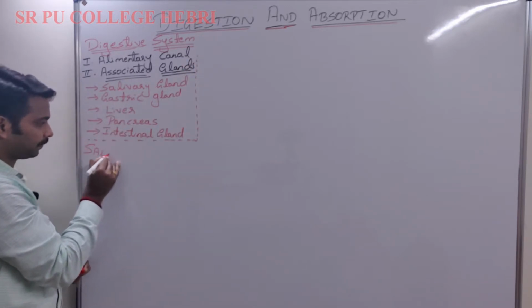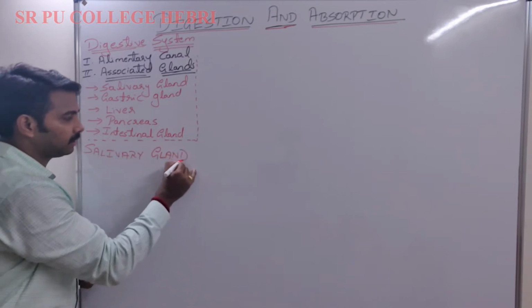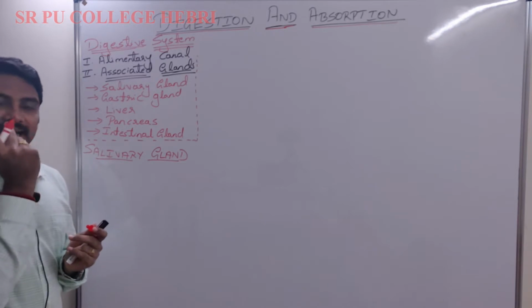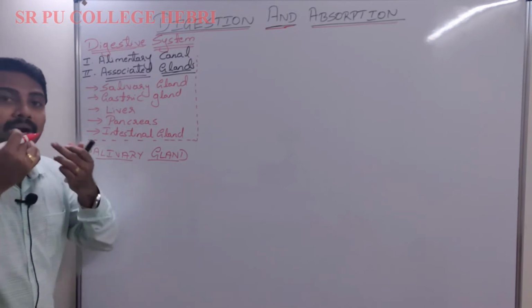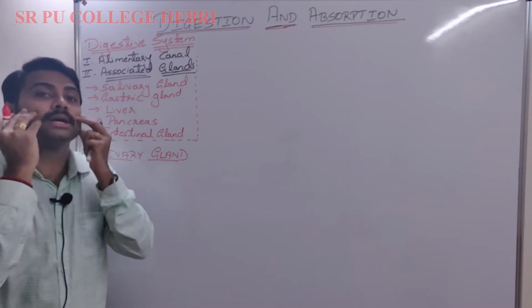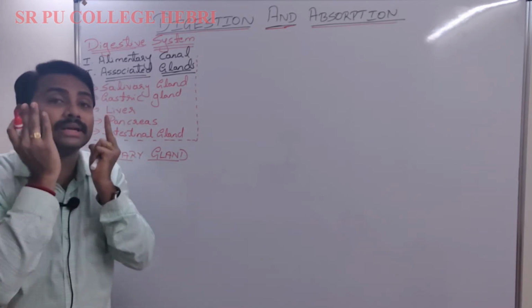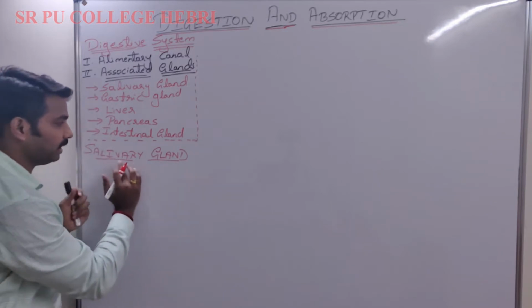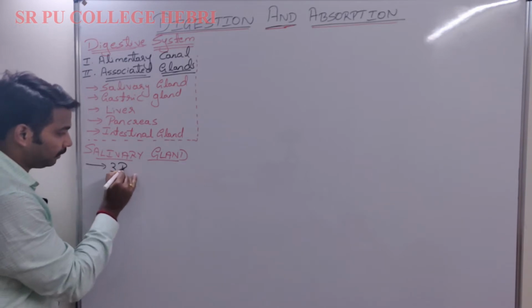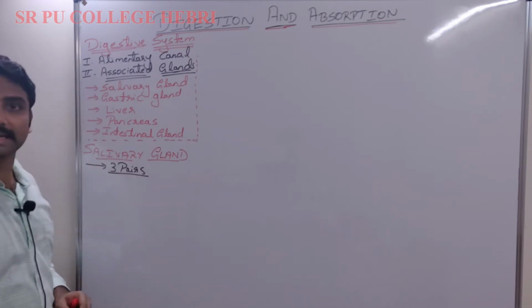Salivary gland. Where is it? Salivary gland is present just outside the oral cavity. It is a cavity, right? In that cavity, nothing is present. But outside the oral cavity, in the layer lining the oral cavity, the muscles of the cheek, right here, you will find which one? Salivary gland. We have 3 pairs of salivary glands. Please don't say 3. What is your answer? 3 pairs of salivary glands are present.